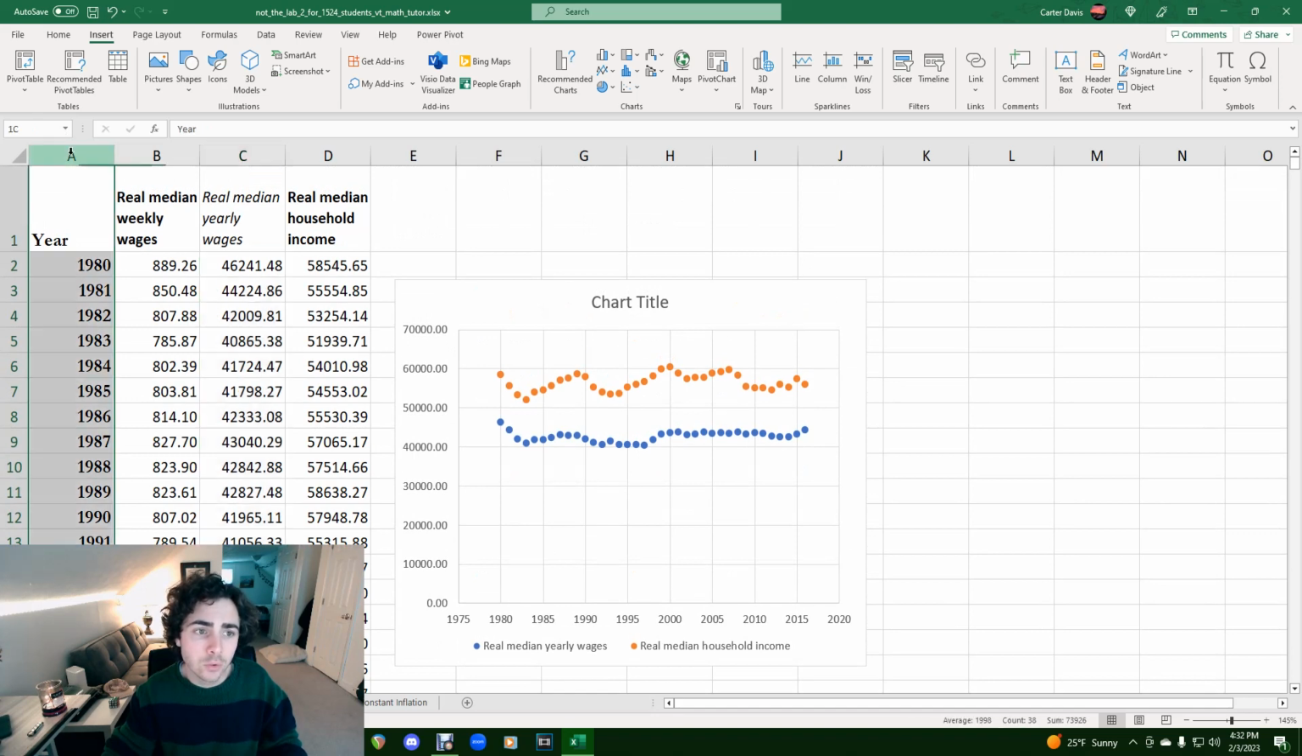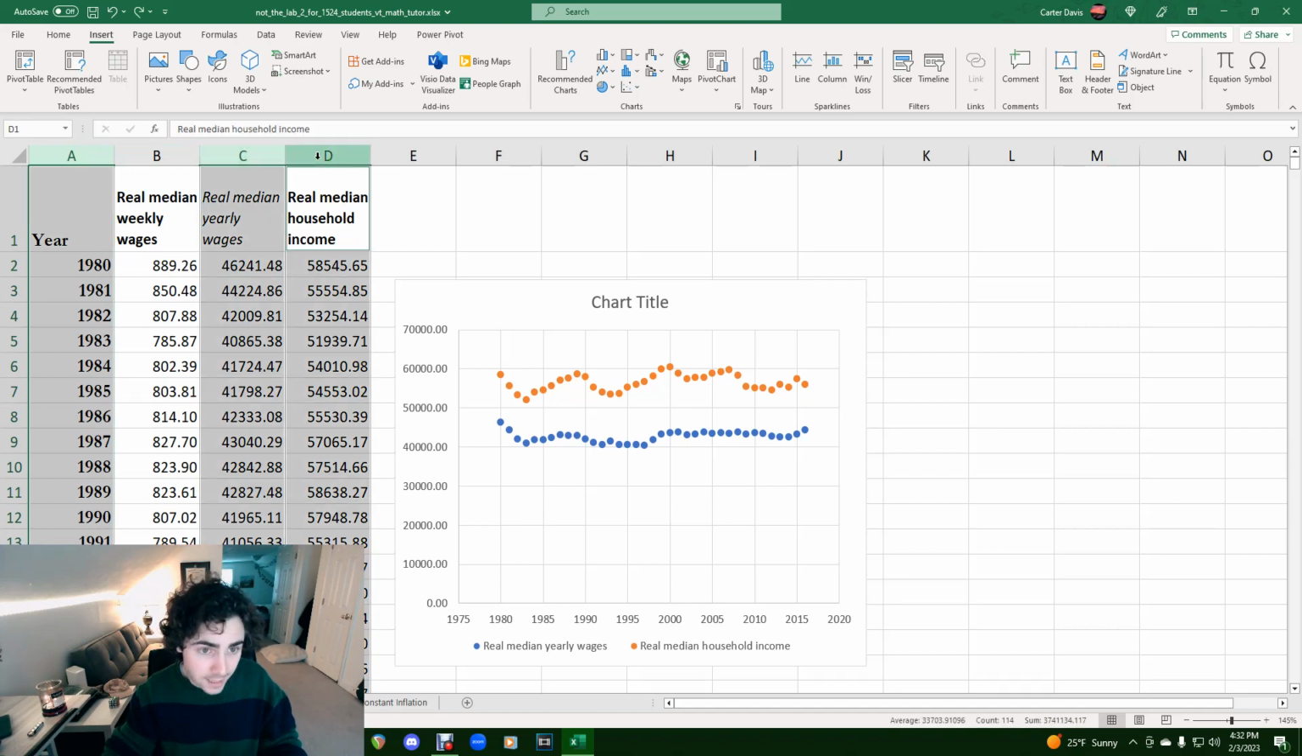And then I think they have you click on A, hold Control or Command, click on B, or sorry, wrong one. Let's redo that. Click on A, hold Control, click on C and D because they want you to create a single graph with the years and the real yearly wages with the real median household incomes. So that's pretty much it. You'll see the difference between the real median household incomes up here in orange and the yearly wages in blue.